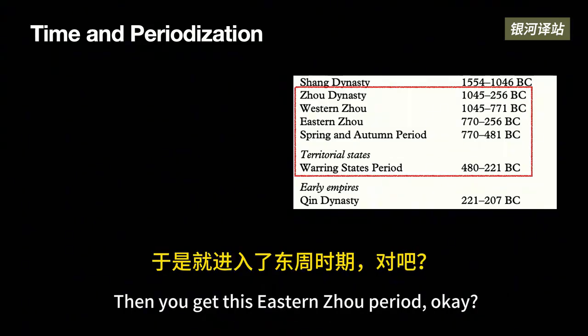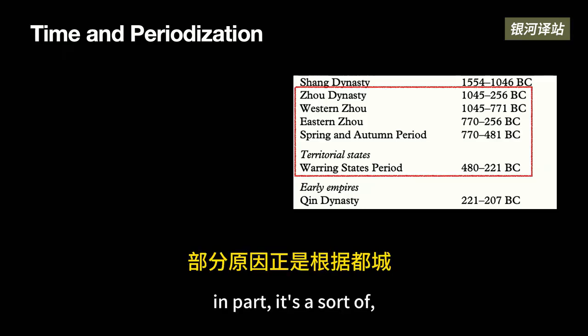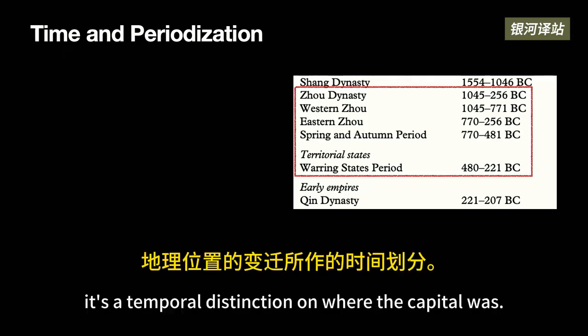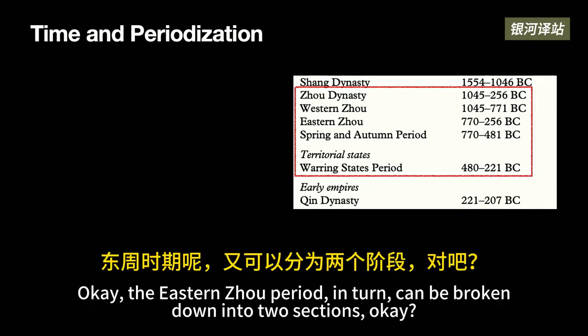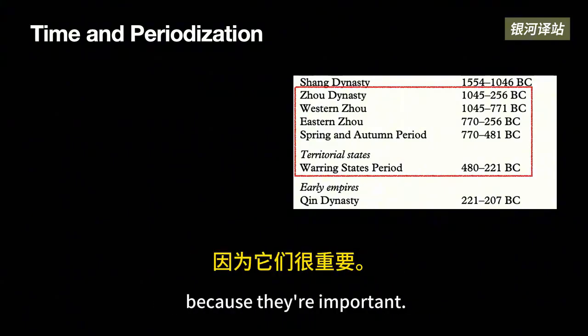Then you get this Eastern Zhou period. So that's why you could say the Western Zhou and the Eastern Zhou, in part, is a temporal distinction based on where the capital was. The Eastern Zhou period, in turn, can be broken down into 2 sections. Follow me here. I know this gets complicated, but you need to know these terms because they're important.